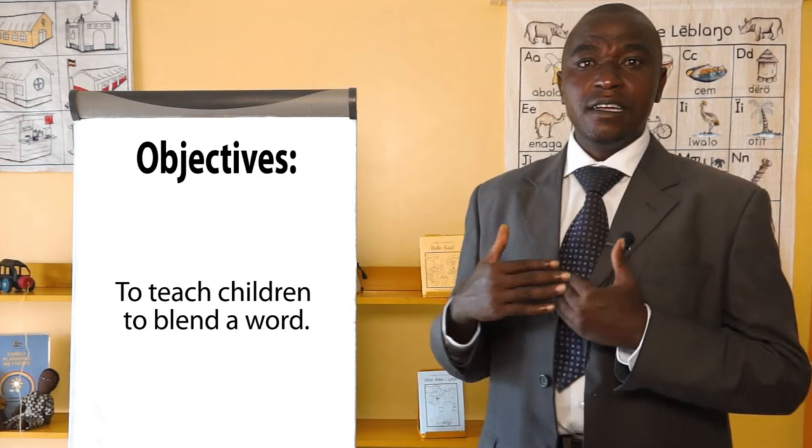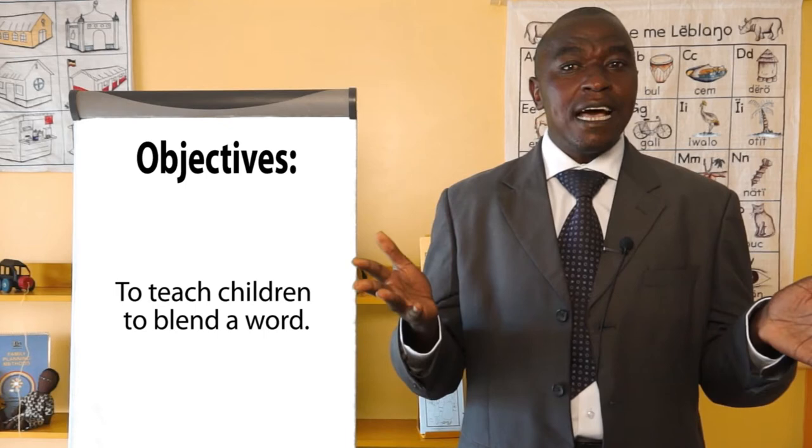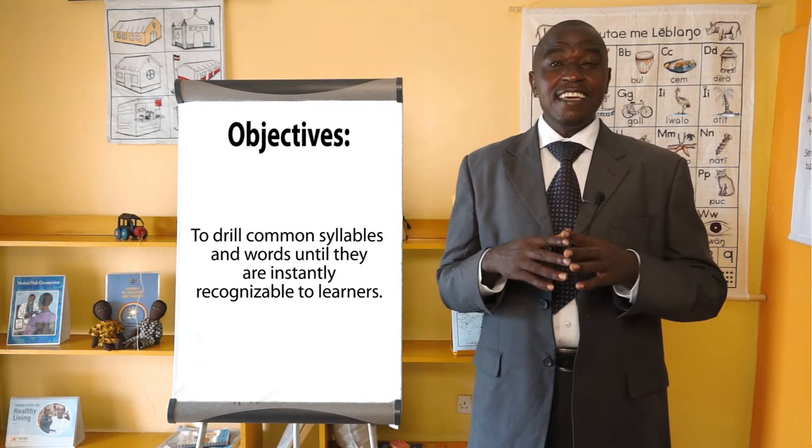To teach children to blend a word, in other words, to see a word and then sound out the individual letters of the word, blending them together to read the word. To drill common syllables and words until they are instantly recognizable to learners.